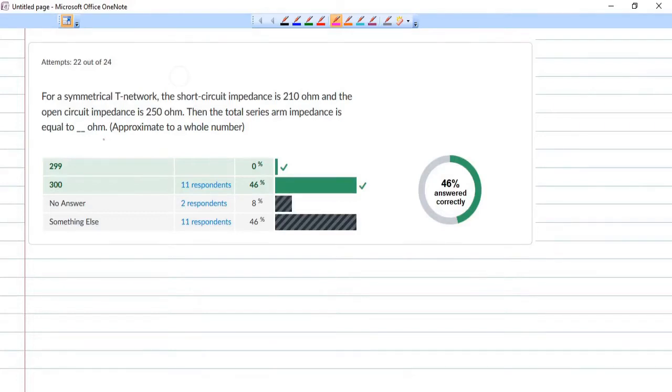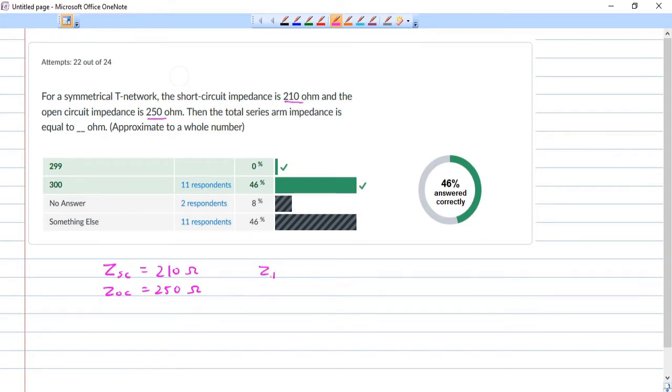Okay, the first question is, for a symmetrical T network, the short circuit impedance is 210 ohm and the open circuit impedance is 250 ohm. Then the total series impedance is equal to dash. So we are given the short circuit impedance ZSC is equal to 210 ohm and the open circuit impedance ZOC is equal to 250 ohm. And we are asked to find out the total series impedance.